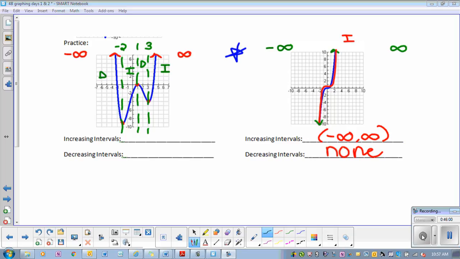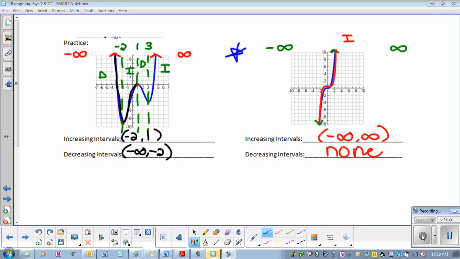So what about negative infinity to negative 2? Remember, you've got to start from the left, right? This is going down. The first one is decreasing? Yeah? Okay, so the first one's decreasing, from negative infinity to negative 2. Then look between negative 2 and 1. What is it doing here? Increasing. Okay, so negative 2 to 1.